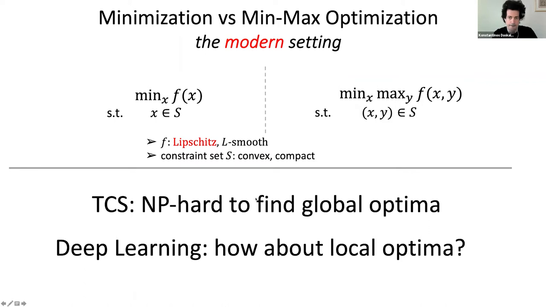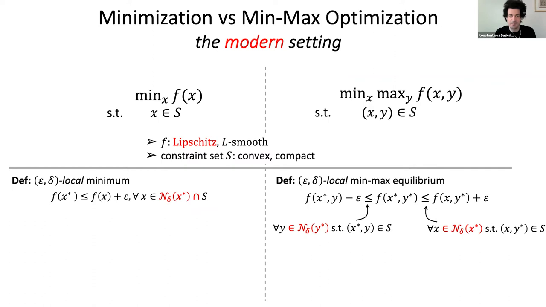Well, let's first define local solutions, the types of local solutions we're going to be looking at. I'm going to be calling a point X star an epsilon delta local minimum if at X star, you cannot decrease the function by more than epsilon if you look in a ball of radius delta around X star. You can think of it as an approximate fixed point of the projected gradient iteration. Okay, so you intersect your ball with the feasible set, no move there can improve you by more than epsilon.